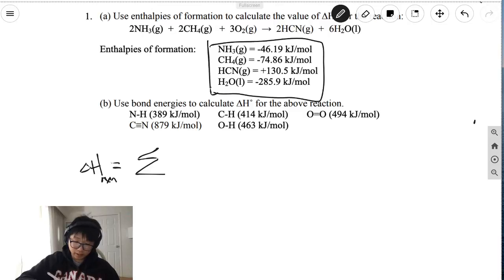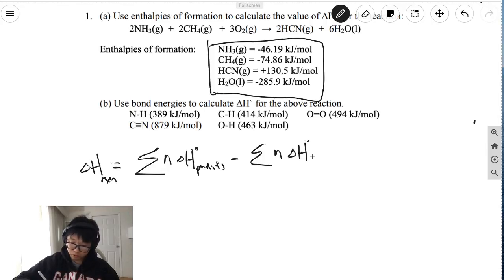Anyway, we're going to sum all of the delta H values, multiplied by their coefficient. N stands for their coefficient, the number of moles. So the number of moles multiplied by the delta H, because delta H is in joules per mole or kilojoules per mole, of all the products. And then we're going to subtract the sum of moles times the delta H values of all the reactants.